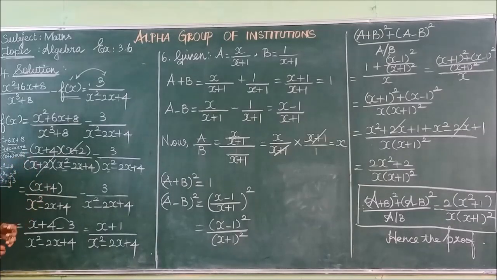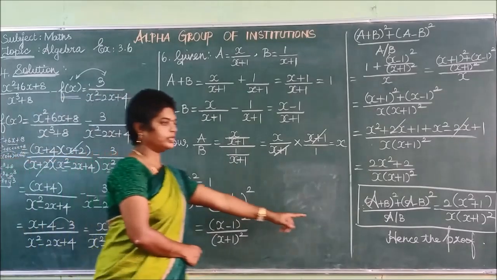Then move on to the next one, sixth problem. So what is the question? If a equals x by (x plus 1), b equals 1 by x, you have to prove. Which one do you have to prove? You have to prove this statement.